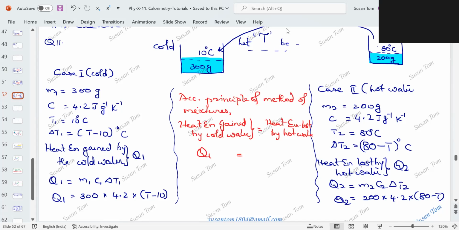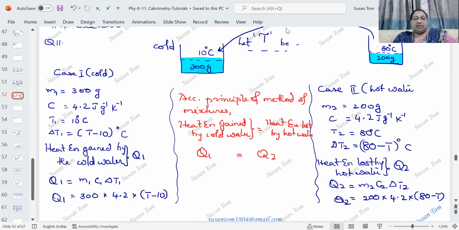Q1 is equal to Q2. Q1's expression, I'm writing 300 into 4.2 into T minus 10 is equal to, on the right side, we have 200 into 4.2 into 80 minus T. Okay. So many things we can cancel.